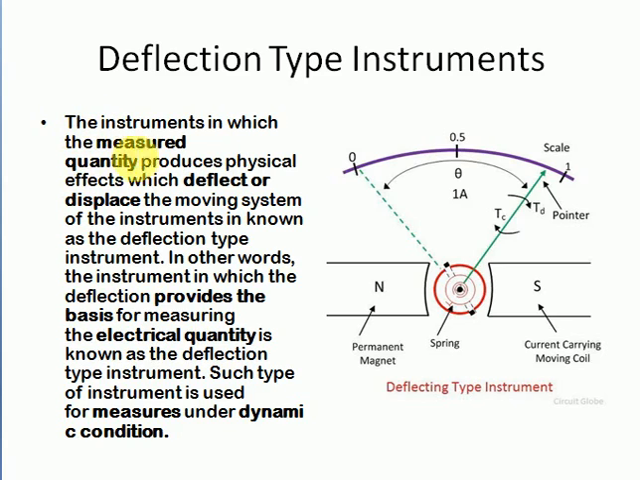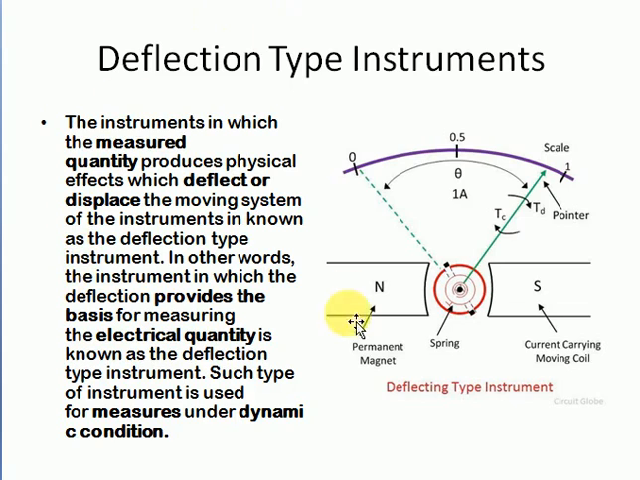So an instrument in which the measured quantity produces a physical effect which deflects or displaces the moving system of the instrument is called a deflection type instrument. In other words, the instrument in which the deflection provides the basis for measuring the electrical quantity, okay? Such type of instrument is used for measurement under dynamic conditions. An example of that kind of instrument is the analog ammeter or voltmeter, okay? You have seen it in the laboratory to measure current, okay?